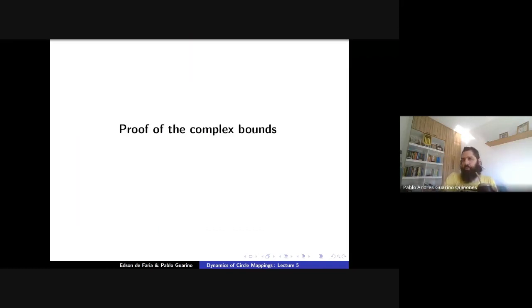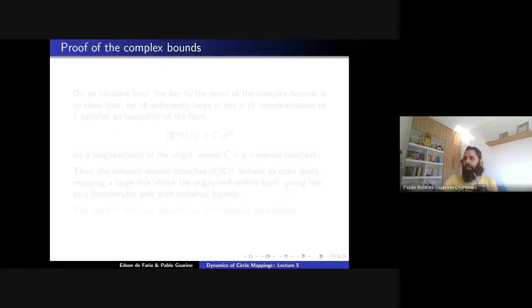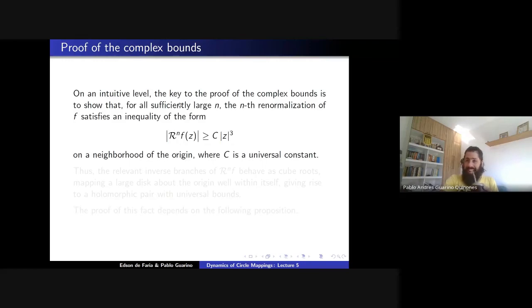So let me, just to finish, I think I'm talking too much today. To prove the complex bounds, let me recall some things that we wrote in the book. The idea is to prove an estimate like this. What you want to prove, fixing the critical point at the origin, is that you have a neighborhood where you expand more than z to the power of 3, okay? Remember that 3 comes from the criticality. We are assuming cubic critical points, otherwise you will have a number 5 or whatever.